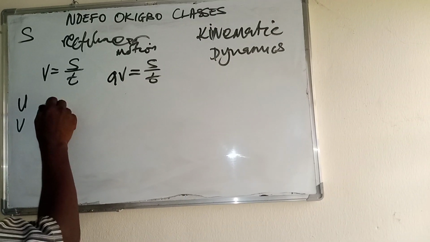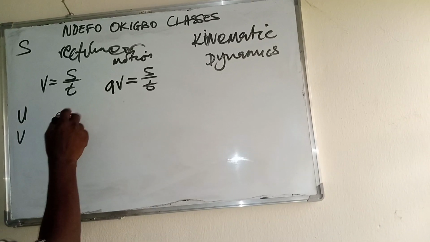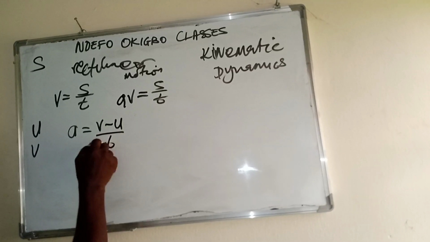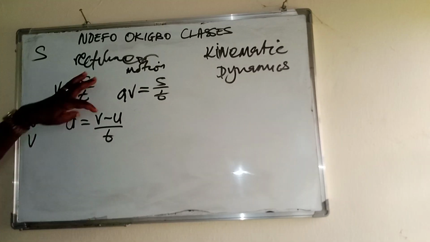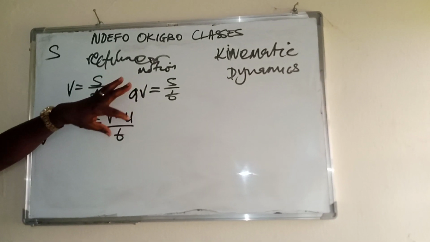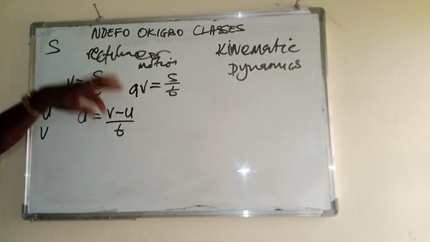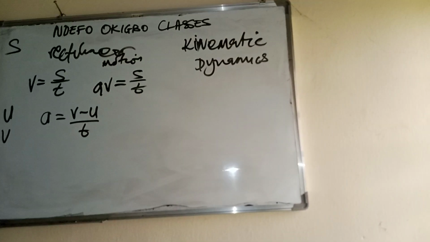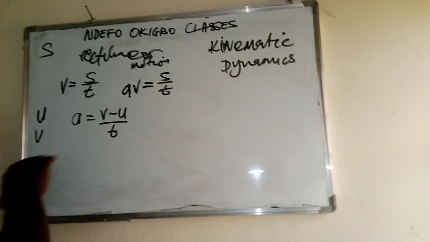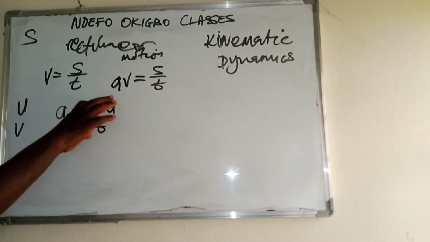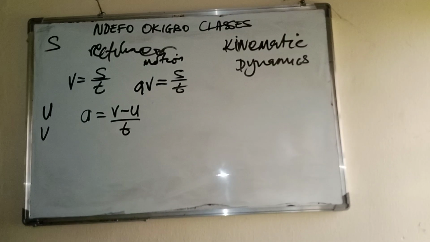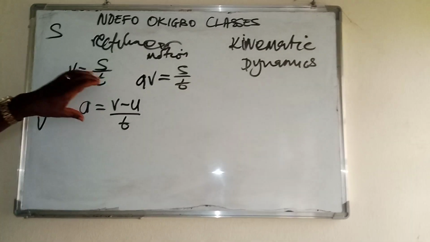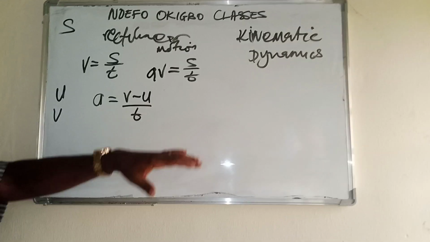That means A, we represent acceleration with A, which is v minus u over time. That is the changing velocity: final velocity minus initial velocity over time. Changing velocity over time is acceleration. But if the movement is with constant velocity, then this change will not occur, and the acceleration will be equal to 0.